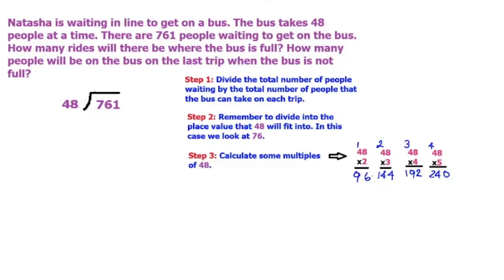So let's remember our order. So first we divide, then we multiply, then we subtract, then we bring down, then we repeat. Okay, so we know 48 fits into 76 once. So now we multiply. 48 times 1 is 48. Now we subtract, okay?